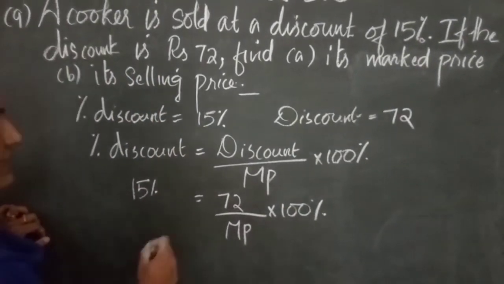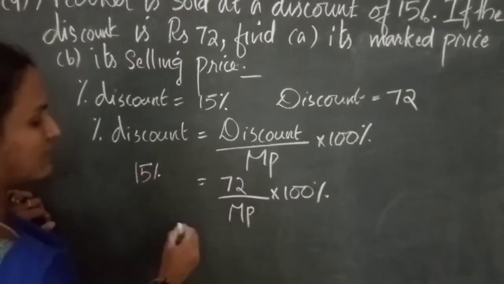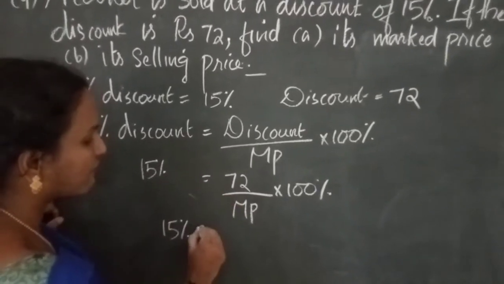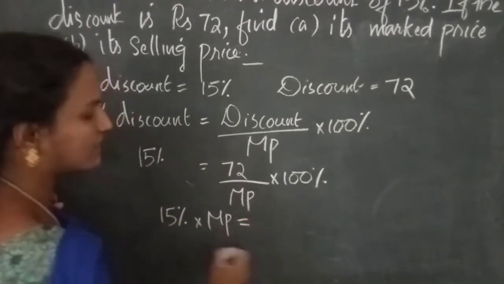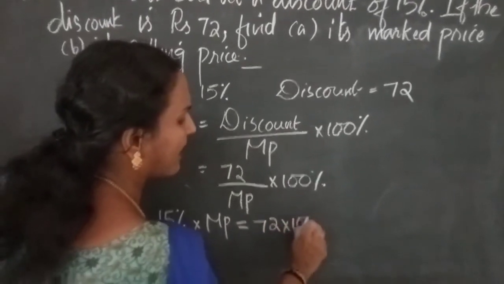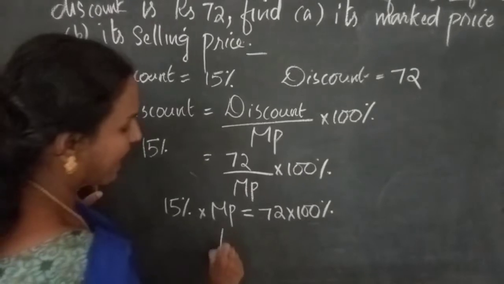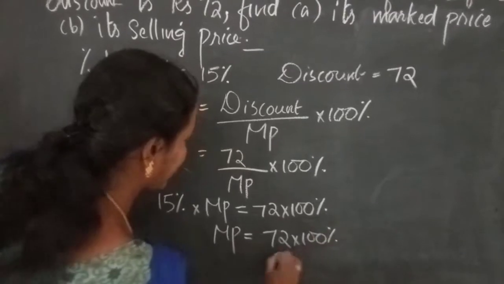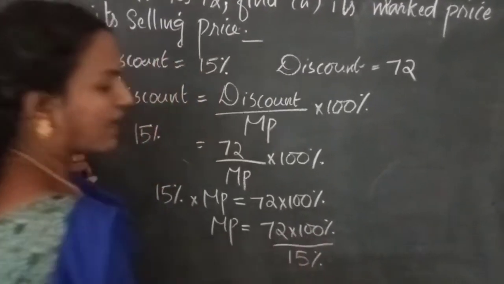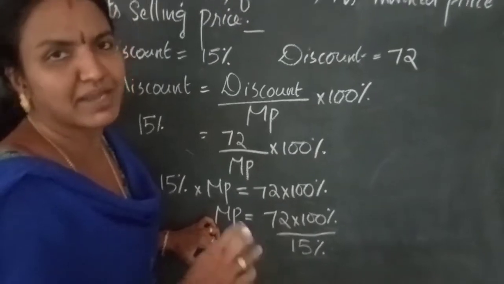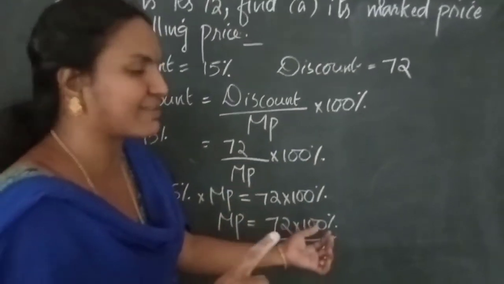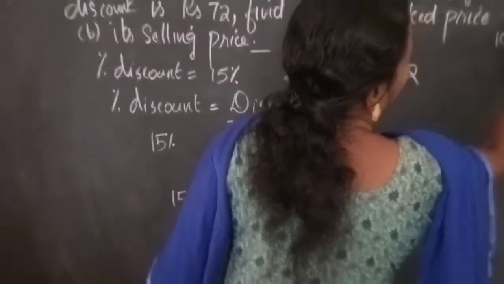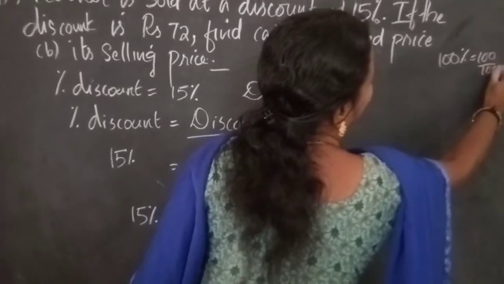Then by applying cross multiplication, 15% into market price is equal to 72 into 100%. Then market price is equal to 72 into 100% by 15%. 100% means 100 divided by 100, that is 1. Percentage means it is written as a fraction with denominator 100. So 100% is equal to 100 divided by 100 is equal to 1.